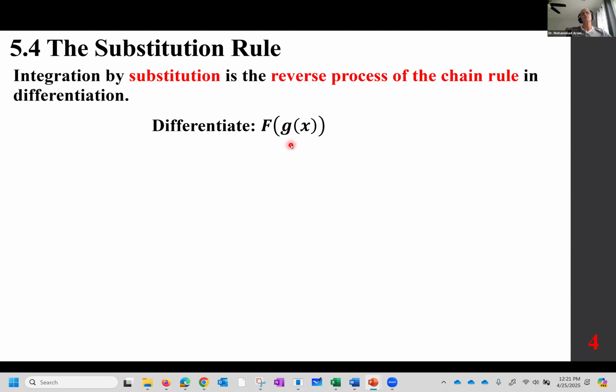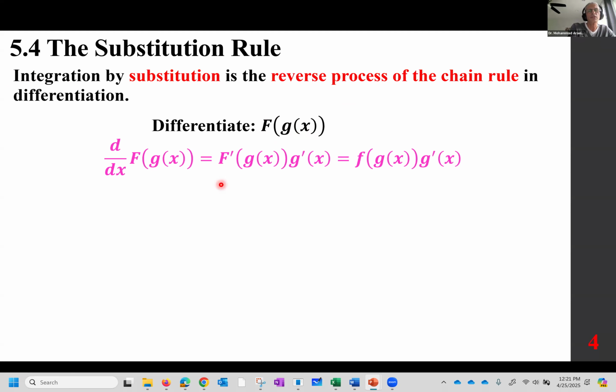Let's differentiate this. If you want to differentiate this, you get capital F prime of g of x times g prime of x. This is the chain rule. So d dx of capital F of g of x is capital F prime of g of x, g prime of x. Capital F prime is the same as lowercase f. Remember that generally speaking, that's what we use. So lowercase f of g of x, g prime of x.